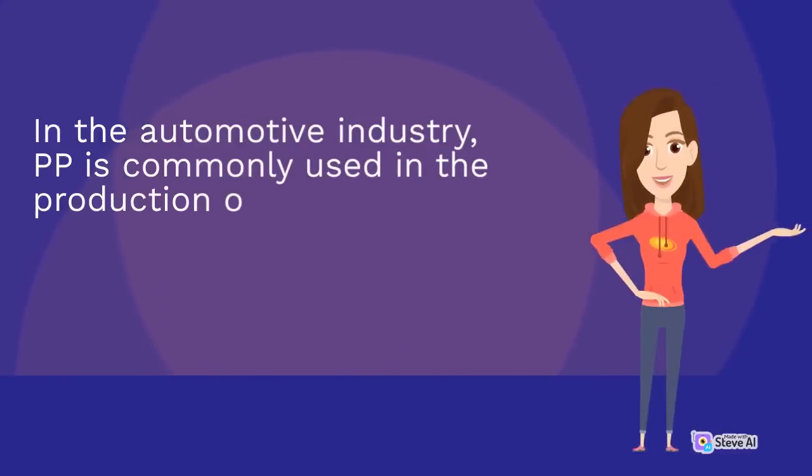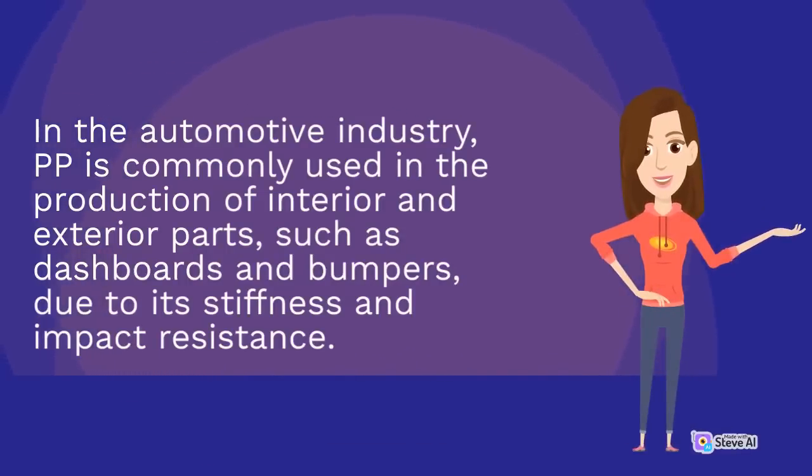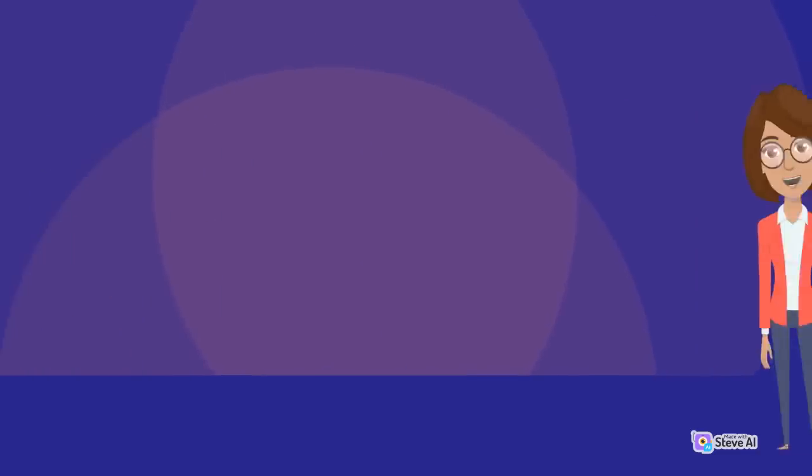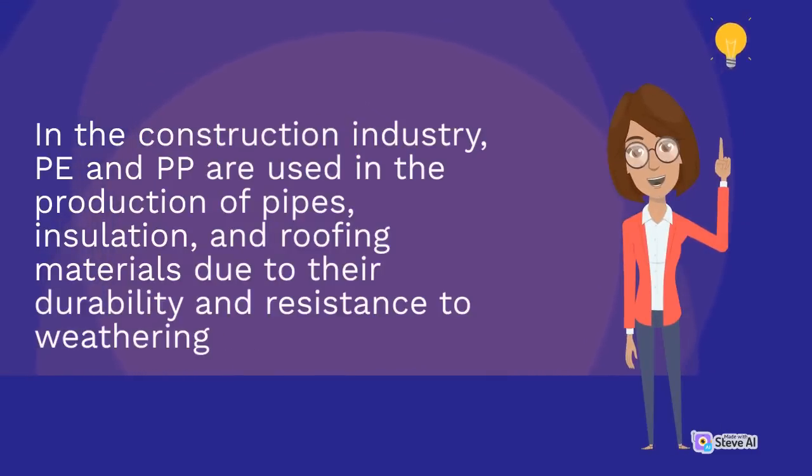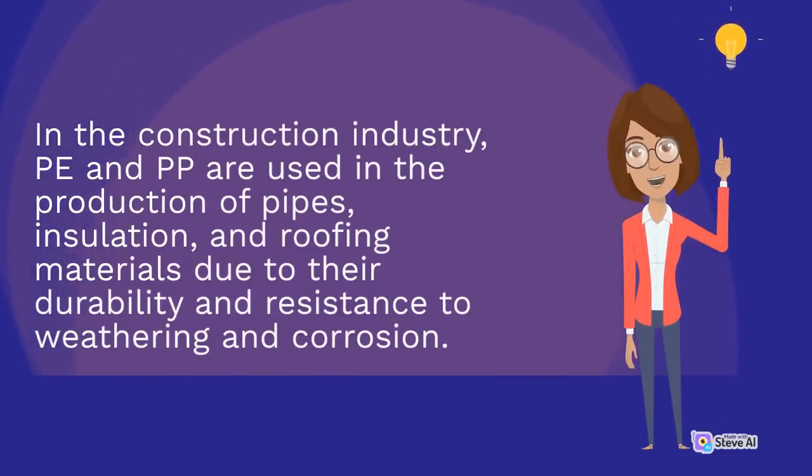In the automotive industry, PP is commonly used in the production of interior and exterior parts, such as dashboards and bumpers, due to its stiffness and impact resistance. In the construction industry, PE and PP are used in the production of pipes, insulation, and roofing materials due to their durability and resistance to weathering and corrosion.